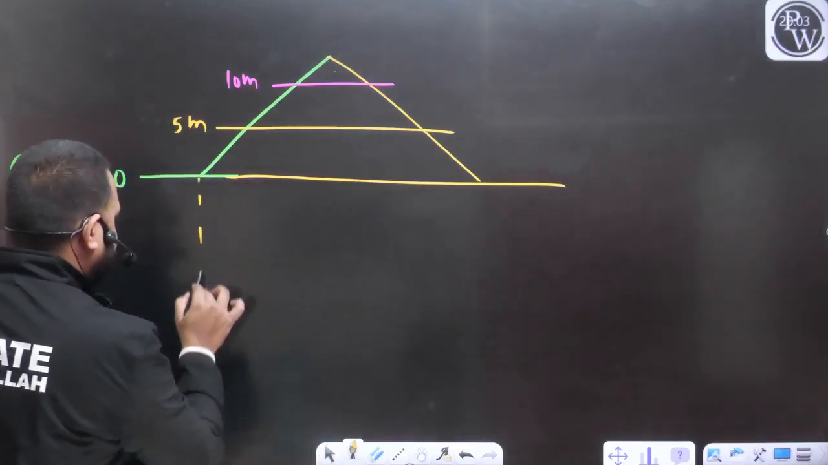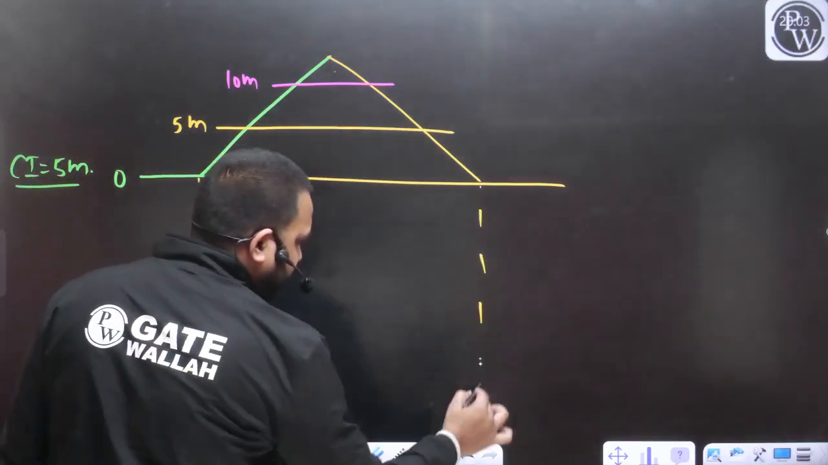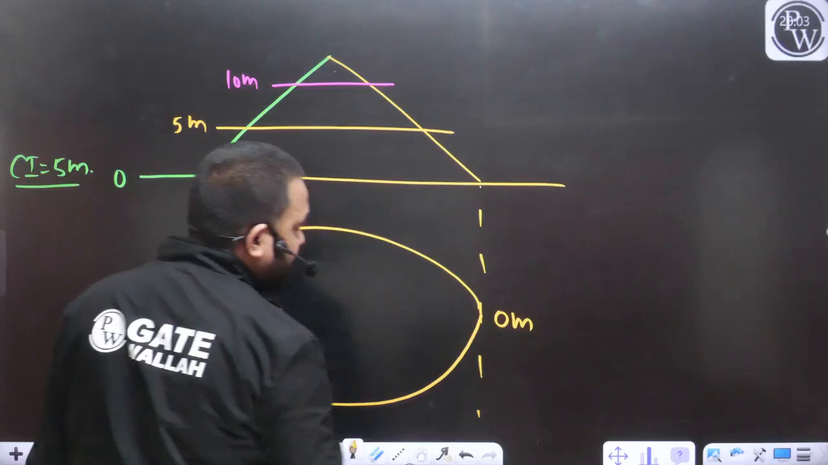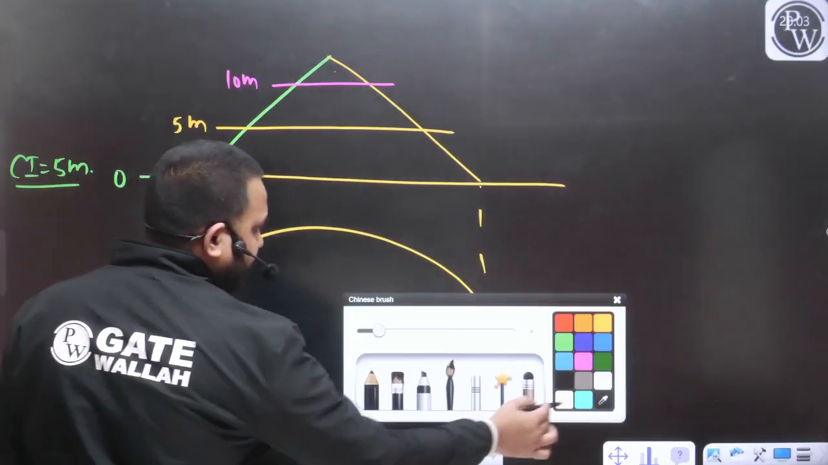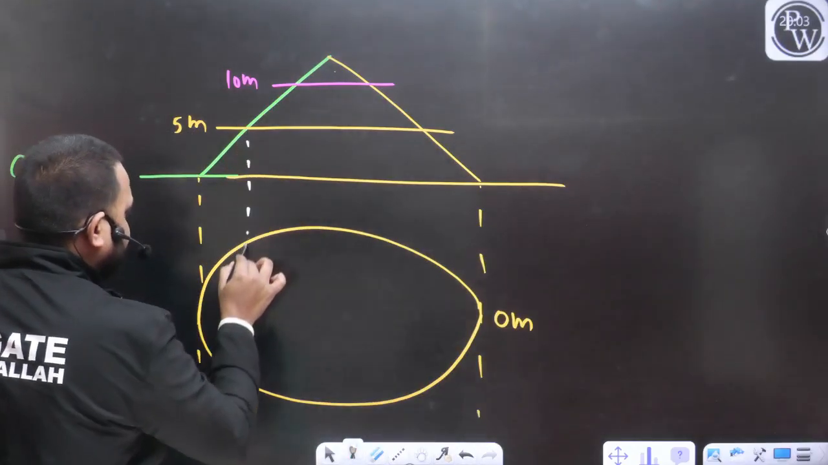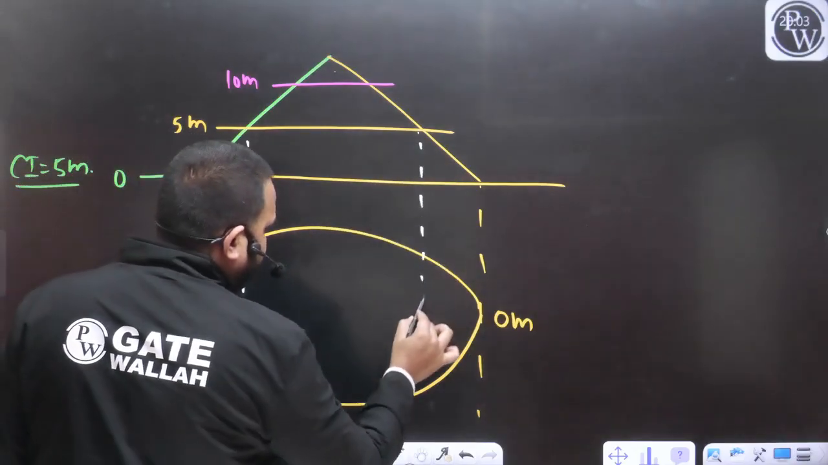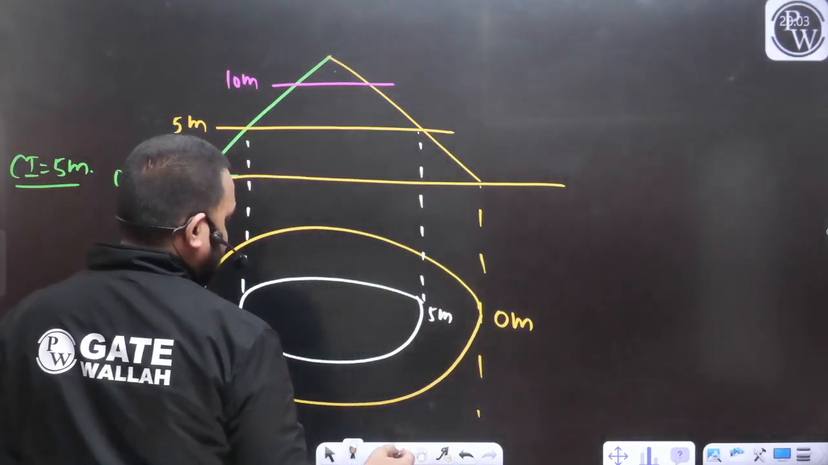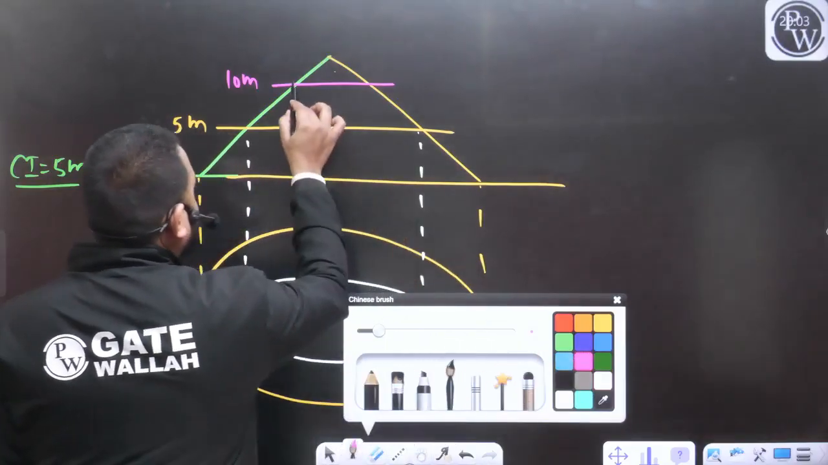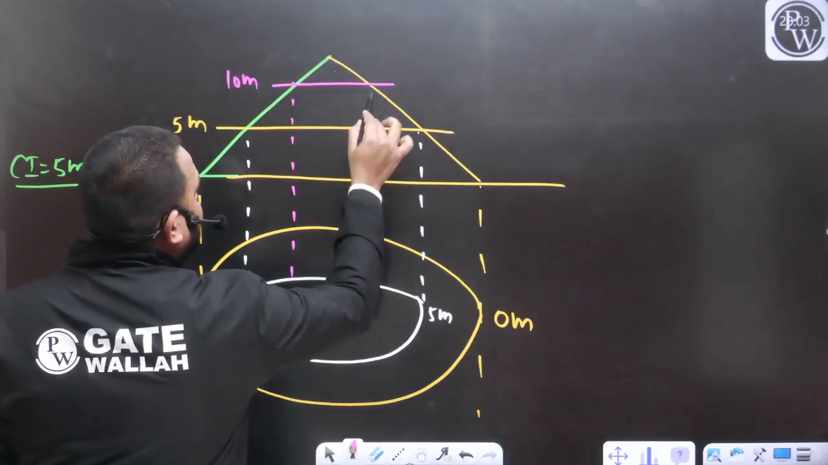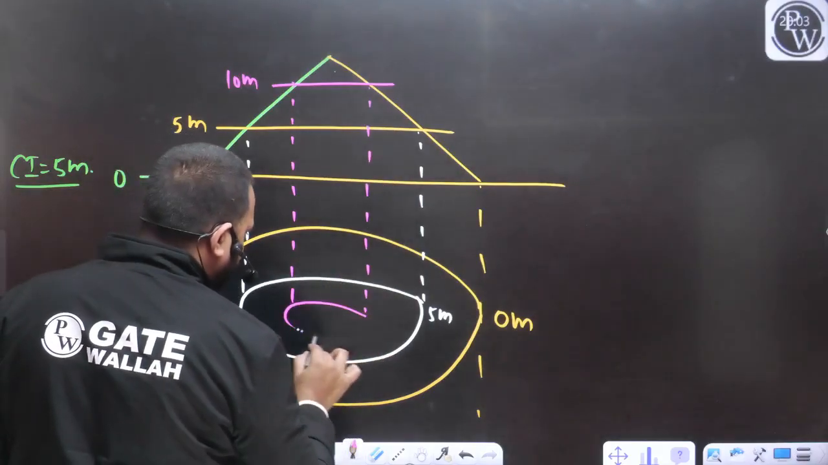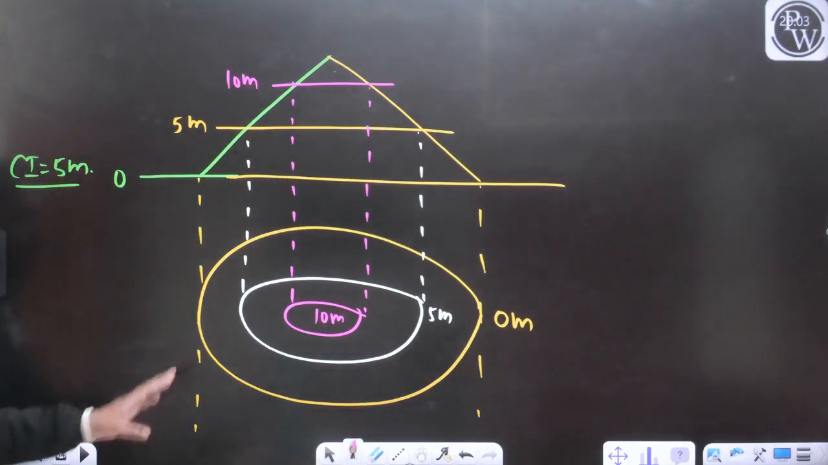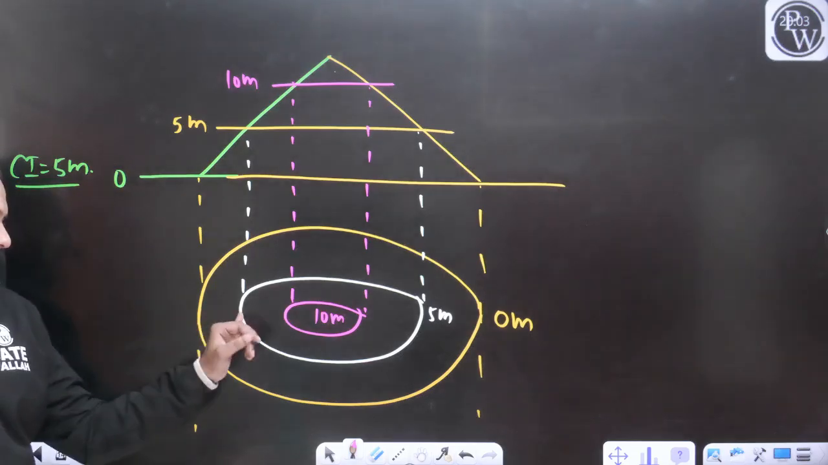Yes, sir, we can prepare it very easily. So this is going to be the contour of 0 meter. This is going to be the contour of 5 meter. And this will be the contour of 10 meter. Yes or no? Now you can observe, are these lines parallel to each other?